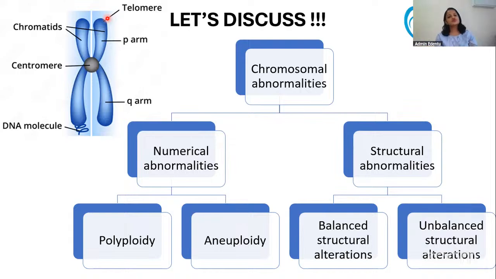During cell division, many abnormalities can happen in the chromosomes. Such chromosomal abnormalities can be classified into two types: numerical abnormalities and structural abnormalities. Numerical abnormalities means there is some problem with the chromosome number.